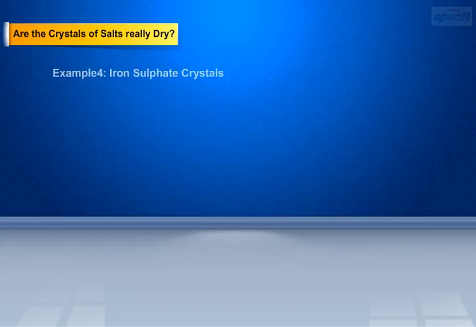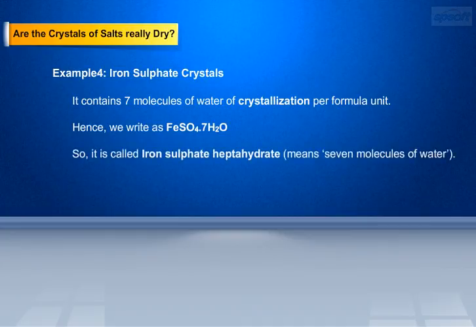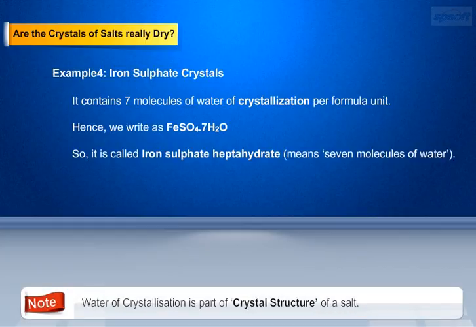The fourth example is iron sulphate crystals. It contains 7 molecules of water of crystallization per formula unit. Hence, we write FeSO4, 7H2O. So, it is called iron sulphate heptahydrate, meaning 7 molecules of water. Please note that water of crystallization is part of the crystal structure of a salt. A salt containing water of crystallization appears to be perfectly dry.